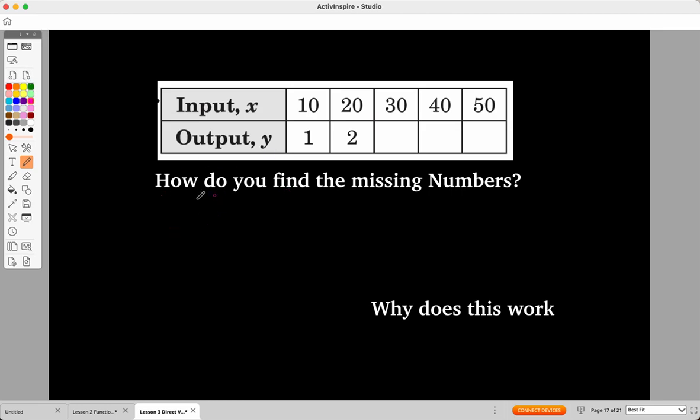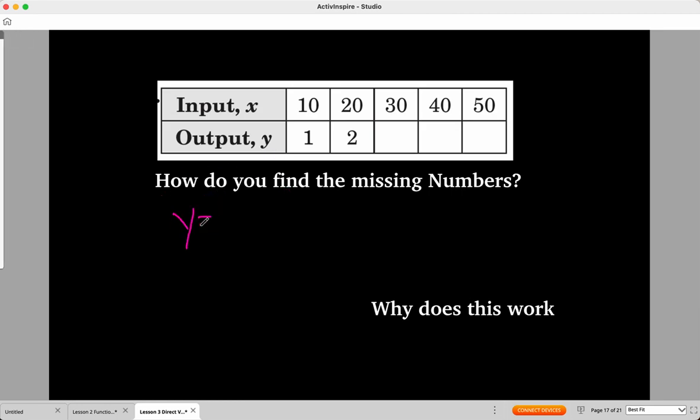So this time, we have to look at it. Y equals something x. So if we think about this, let's put this into the equation. We know it's kx. Well, let's see, what do we know? First thing we know is 1 is equal to k times 10. Well, how do we get rid of times 10? We divide by 10. So k is equal to 1/10.